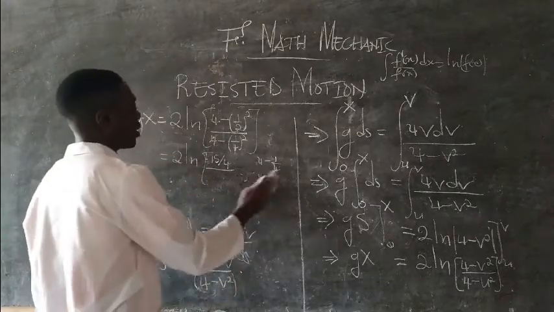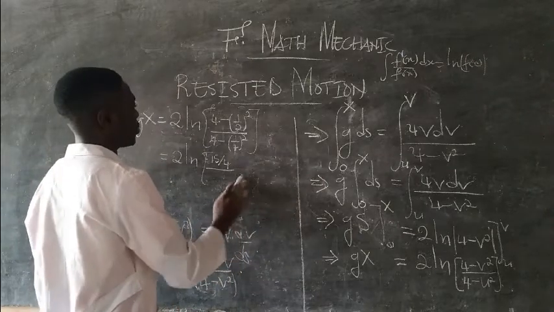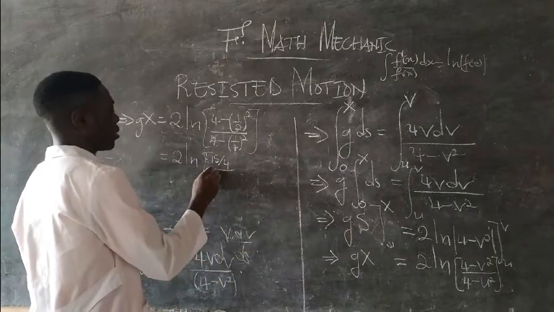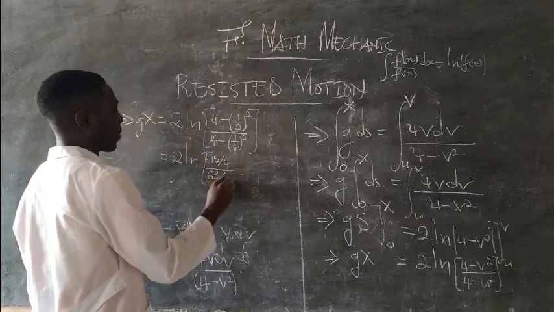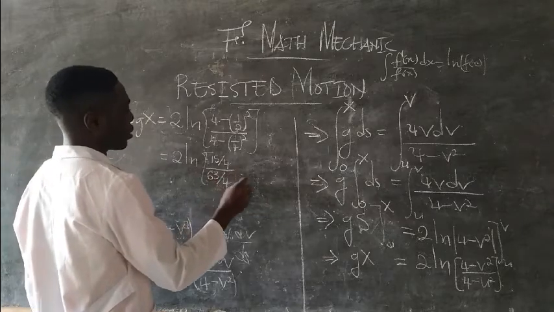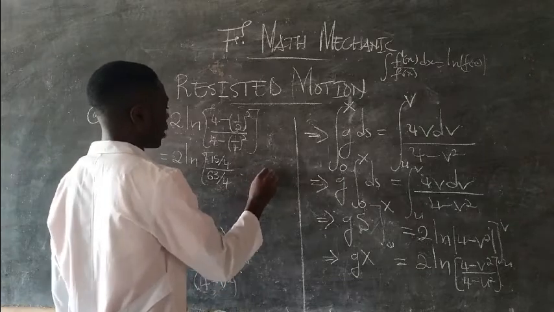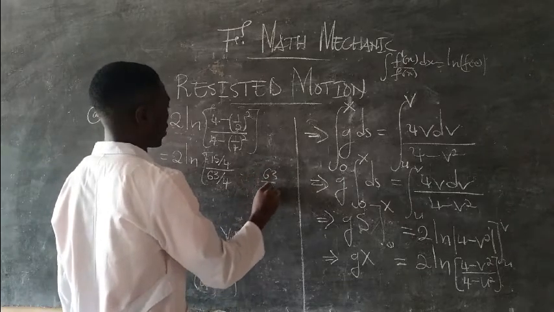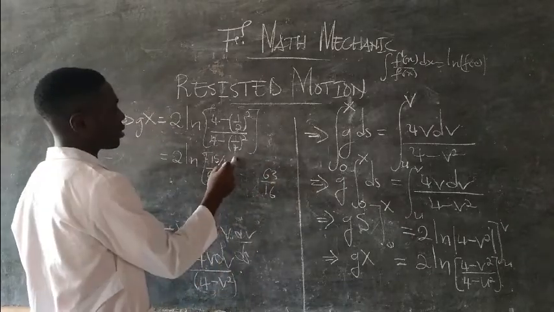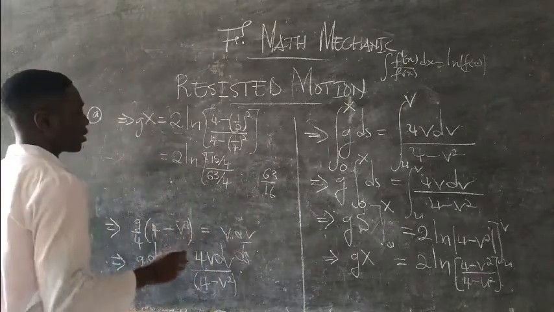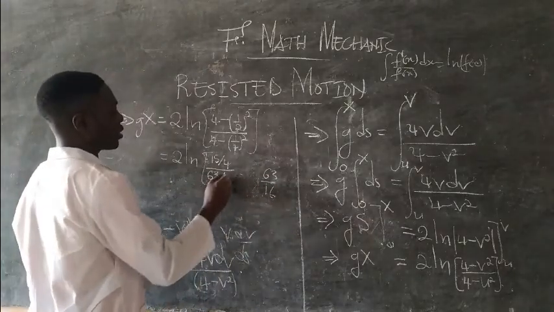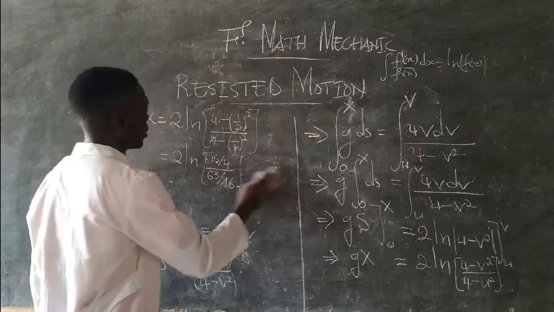Okay, so I'm going to have 63. Sorry, this one gives me 63 on 16 instead. Okay, 63 on 16 because it's 4 minus 1 on 16. So it gives me 63 on 16. So I'm going to have 63 on 16 here.